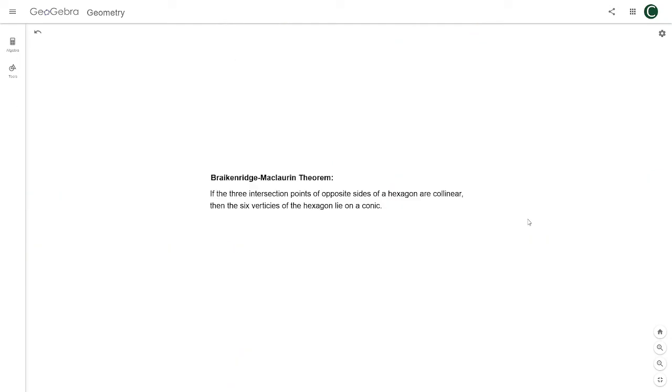The converse to Pascal's theorem is known as the Brianchon-Maclaurin theorem. That is that if the 3 intersection points of opposite sides of a hexagon are collinear, then the 6 vertices of the hexagon lie on a conic. It is this theorem which forms the basis of our construction.